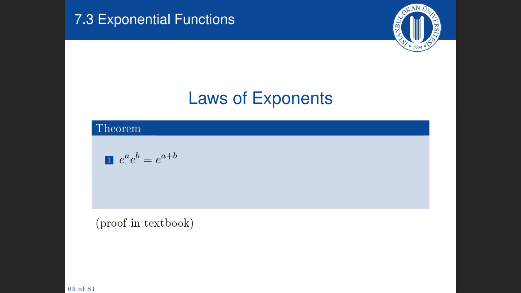Let's go through some laws of exponents. I'm not going to prove these laws. You can find the proofs in your textbook. Rule number 1, e to the power a times e to the power b is e to the power a plus b. e to the power minus x means 1 divided by e to the power of x. e to the power a divided by e to the power b is e to the power a minus b. And e to the power a, all to the power b, is e to the power ab.